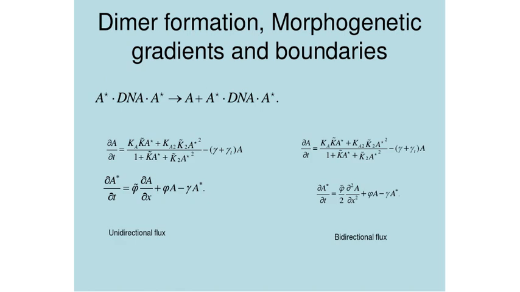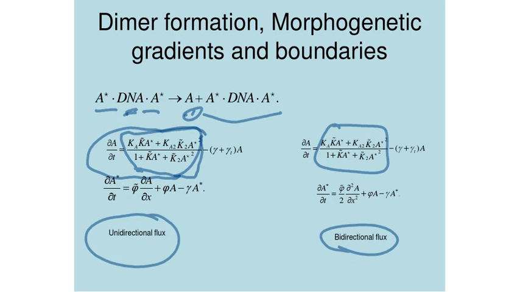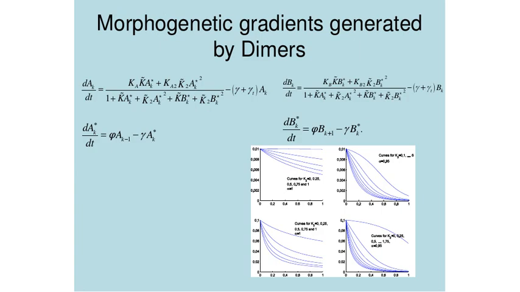You can also sharpen this boundary by assuming that you can have dimer formation. That is, you need not one but two A star bound to the DNA for the production of A. And this also leads to some nonlinearity in the Michaelis-Menten rate function. This is for A, and this is for the case of bidirectional, while this is the case of unidirectional. And then you are left with this equation that you can simulate.